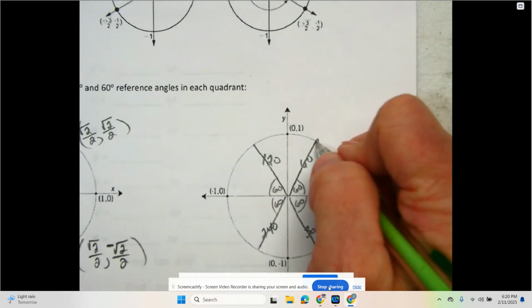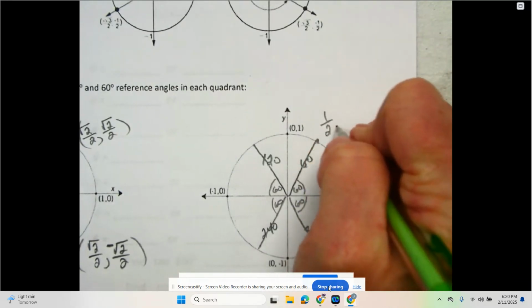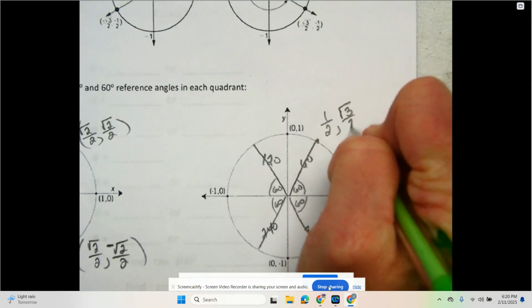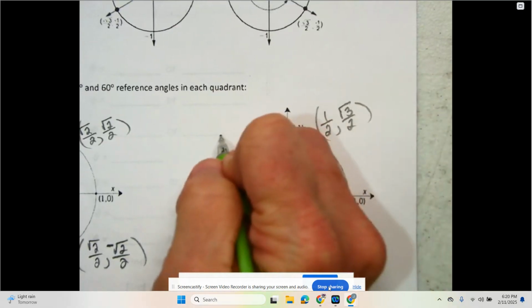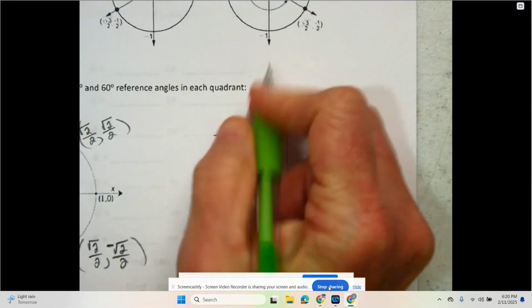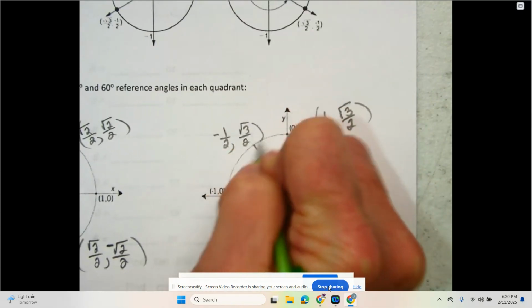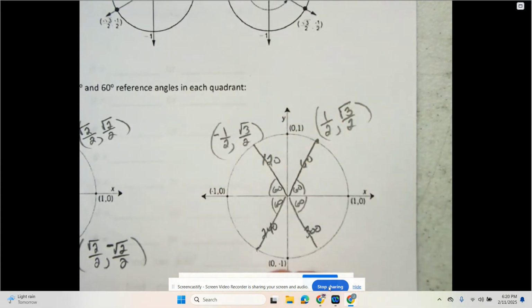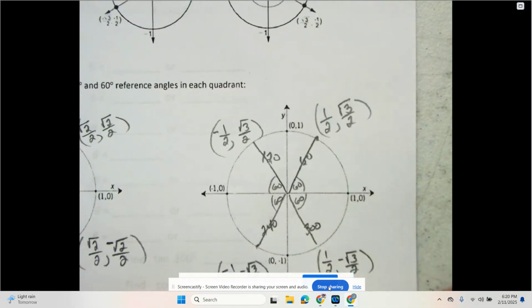And what was the coordinate for 60 degrees? 1/2, square root of 3 over 2. So what's this one? Negative 1/2, square root of 3 over 2. What's this one? Negative 1/2, negative square root of 3 over 2. And what's this one? Positive 1/2 and negative square root of 3 over 2. Same exact coordinate, different signs. All right, so let's look right here.